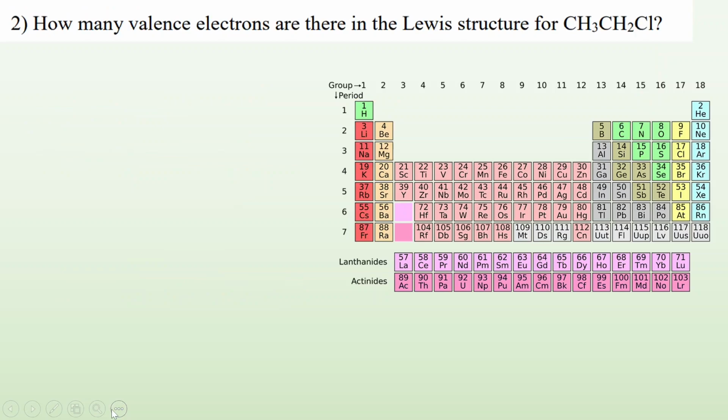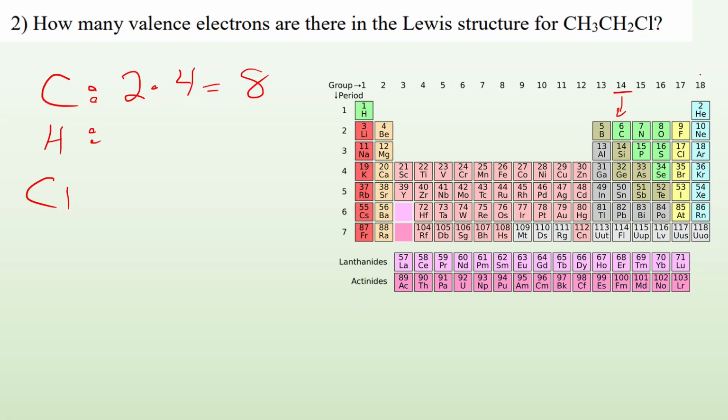Right, number 2, how many valence electrons are there in the Lewis structure for CH3CH2Cl? So this one, we're not even getting the Lewis structure, it just wants to know how many valence electrons. Well, let's see, we got carbon, we got hydrogens, and we got chlorine. How many carbons do we have here? We got 2 of them. I know that each carbon has 4 valence electrons. So I have 8 valence electrons from carbon.